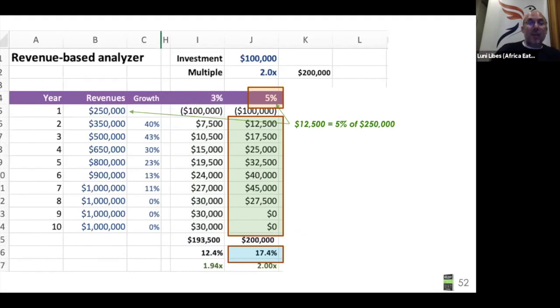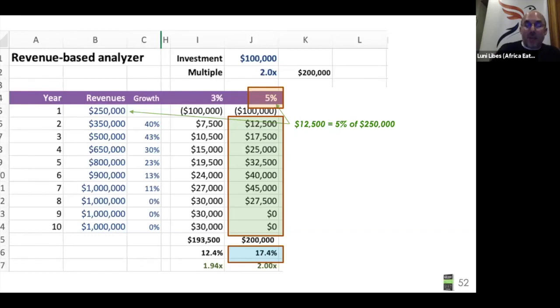So next column over, let's try another scenario. Let's try 5%. And so 12,500 is now 5% of 250. Everything else plays off of that. And you can see it gets to zero, right? The spreadsheet's smart enough to know when we hit the target we were aiming for, in this case, 200K. And so it adds up to 200,000, right? Just like we wanted. This is basically just check numbers just to make sure. And the internal rate of return of these cash flows is 17.4%.